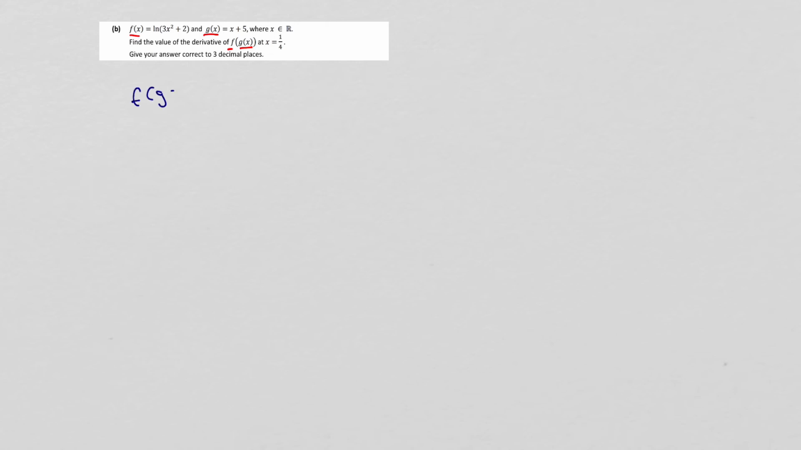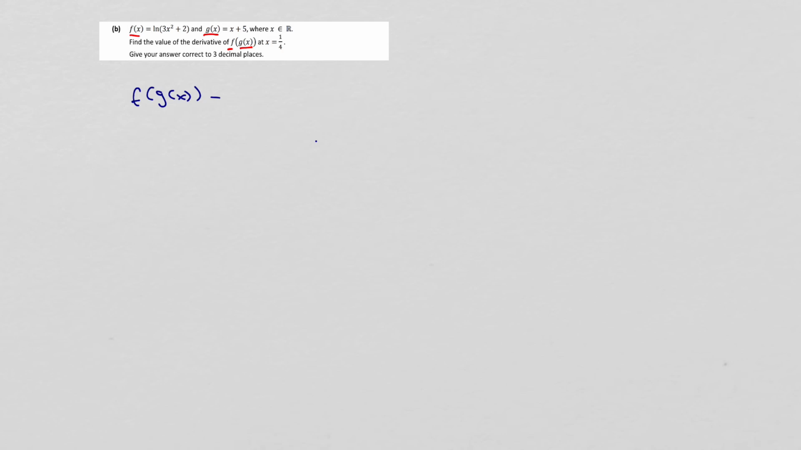So B then. So here what we're being asked to do is find the value of the derivative at x is equal to 0 for f of g of x. So basically I have to find f of g of x first of all, which basically means that if I look, I have f of x and I have g of x, and f of g of x means I'm inputting g of x into f and then finding the derivative. So let's start with that. So we have f of g of x.